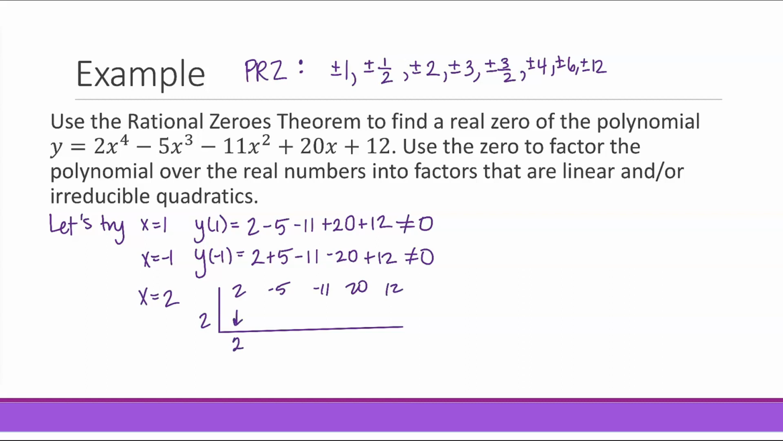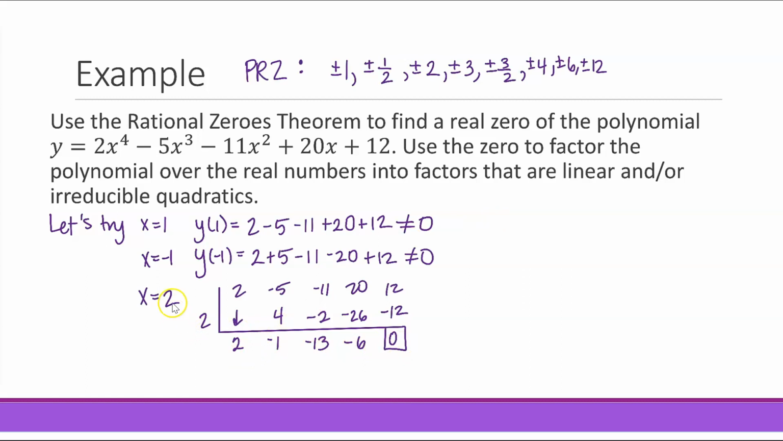Drop down the 2. 2 times 2 is 4. Add down, I get negative 1. I get negative 2. Add down, I get negative 13. Times 2 is negative 26. Add down, I get negative 6. 2 times negative 6 is negative 12. Negative 12 and 12 is 0. So that worked, right? That worked. I got a remainder of 0.